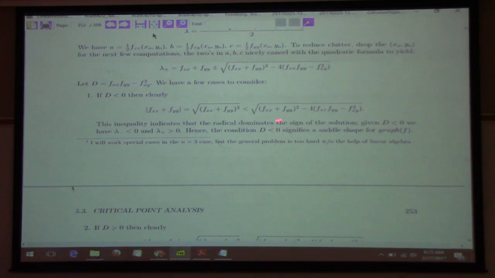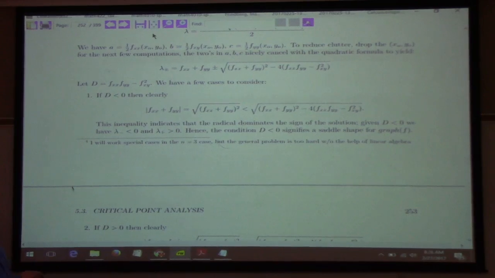So if D is less than 0, I've got something squared, minus a minus gives me plus, plus something squared. So it's pretty clear that this is going to be positive, because it's the square root of something that's positive. Well, I guess I shouldn't say that. It's clear that it's less than something. This inequality indicates that the radical dominates the sign of the solution. So if D is less than 0, we have that.